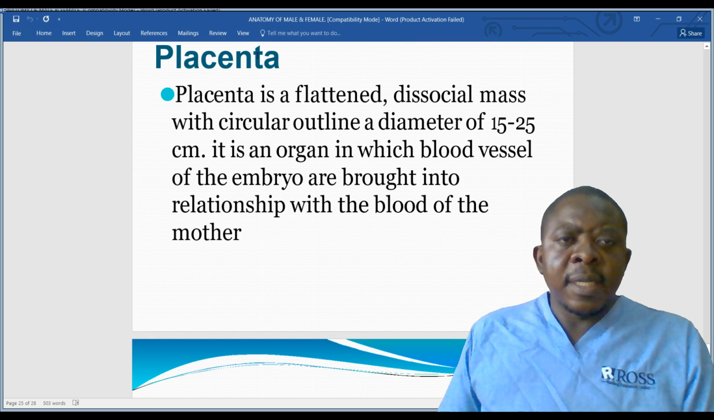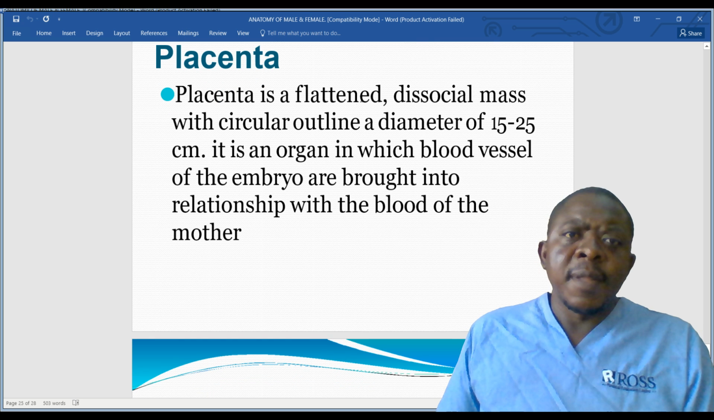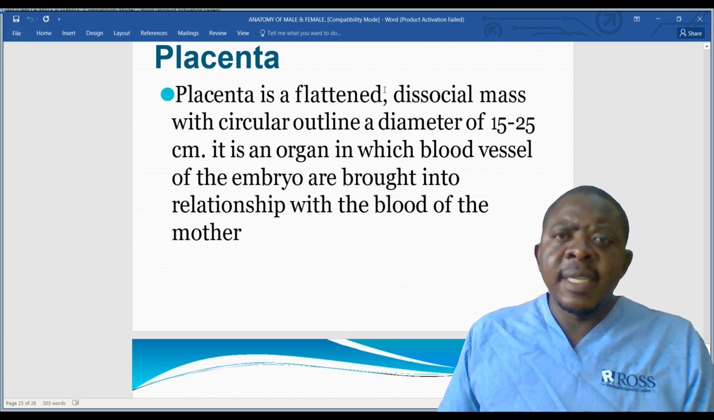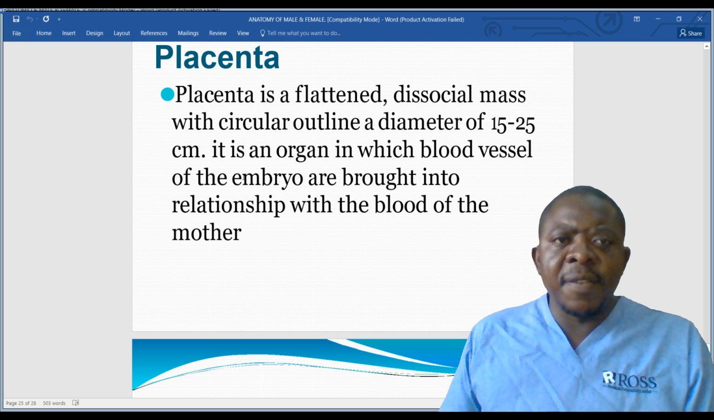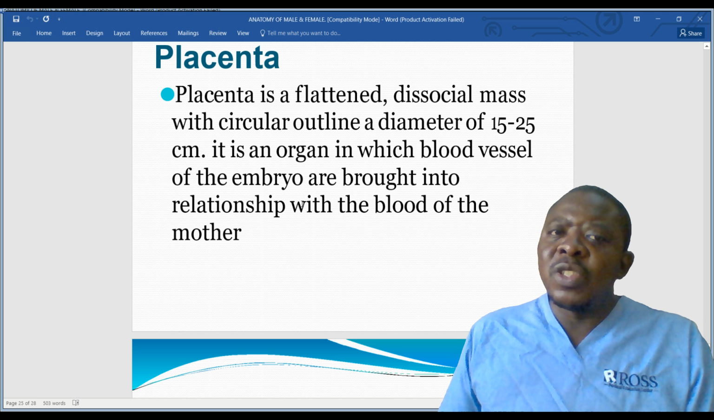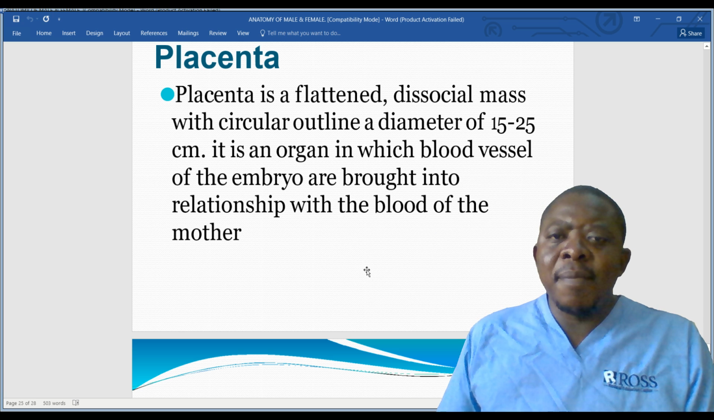Now let us look at the placenta. The placenta is a flattened discoid mass with a circular outline, a diameter of 15 to 25 centimeters. It is an organ in which the blood vessels of the embryo are brought into relationship with the blood of the mother.